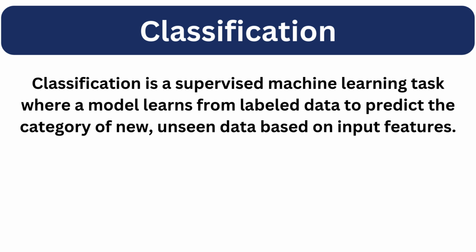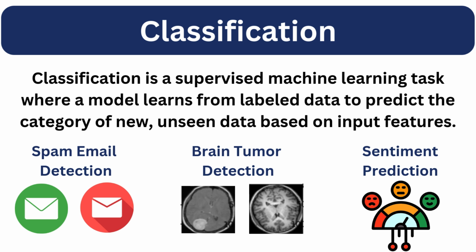Unlike regression, where we predict continuous values, classification is used to predict categories or classes. Classification can be binary class or multi-class. In binary class classification, we can distinguish only two classes. For example, detecting email as spam or not, detecting a brain tumor in brain MRI image. Multi-class classification can predict more than two classes. For example, predicting sentiments as positive, negative, or neutral.